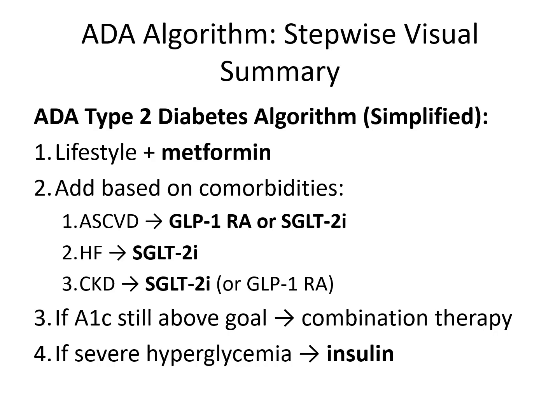So we start layering agents with complementary mechanisms. And if patients present with severe hyperglycemia, significant symptoms, very high A1C, then we initiate insulin rather than slowly stepping through these oral agents. So our modern diabetes management is no longer linear. It is comorbidity driven, and it's focused on organ protection.